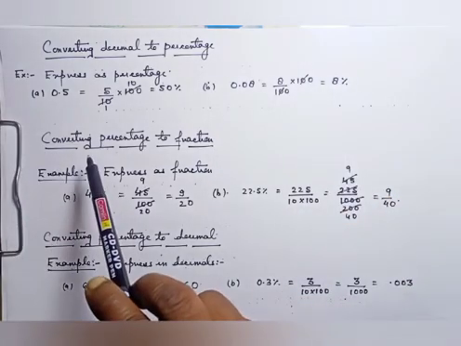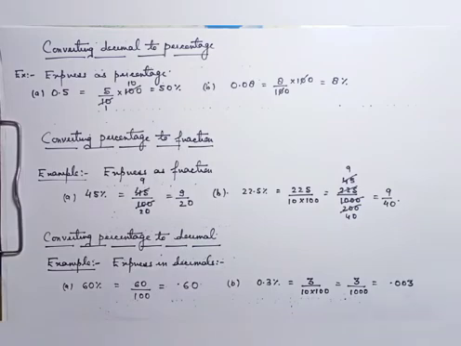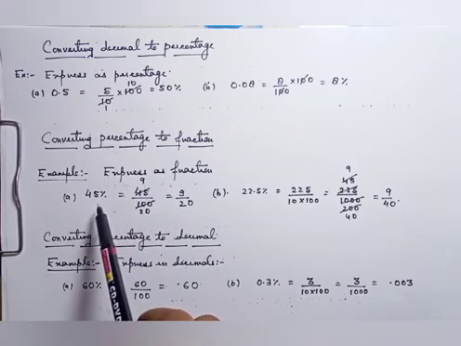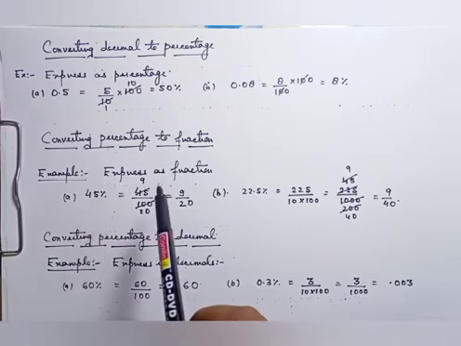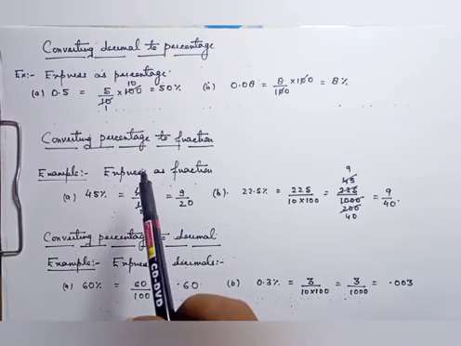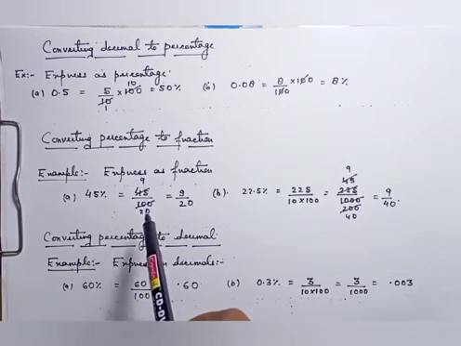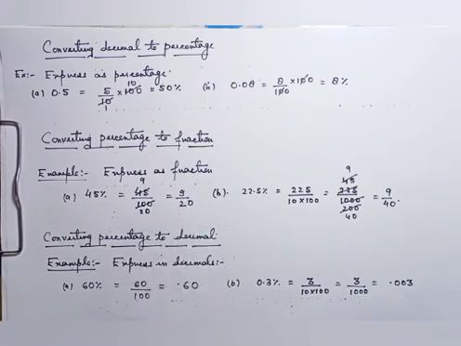Let us move to another topic, that is converting percentage to fraction. Let us see with the help of an example. Express as a fraction. If 45% is given to you, simply remove the percentage sign and add 100 to the denominator place and simplify if it can be simplified. So 45 upon 100 can be simplified and written in the form of 9 upon 20.